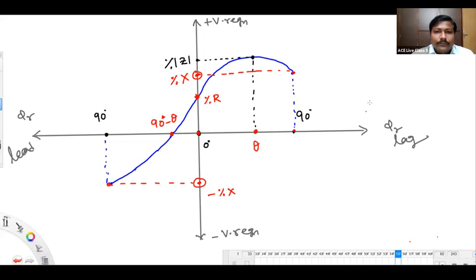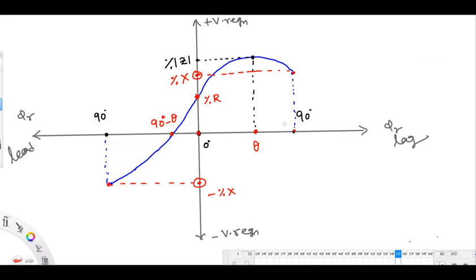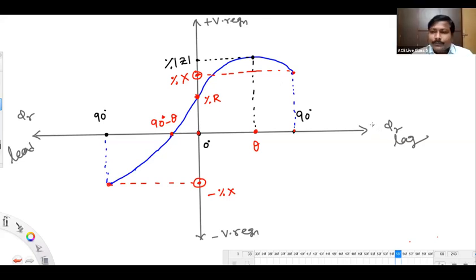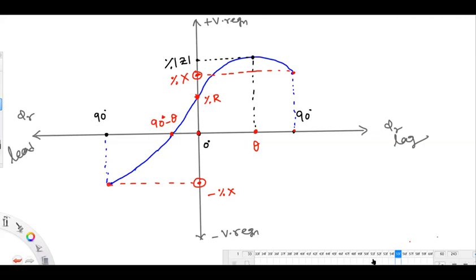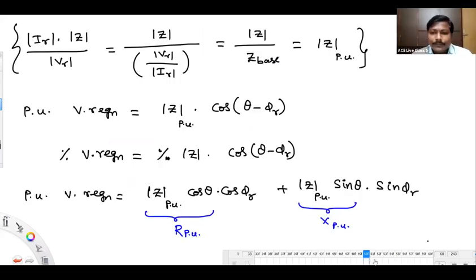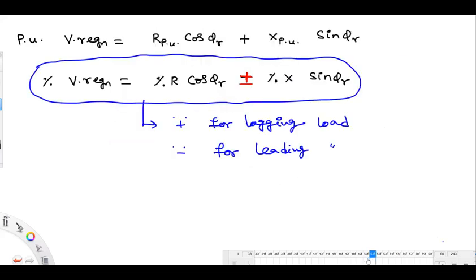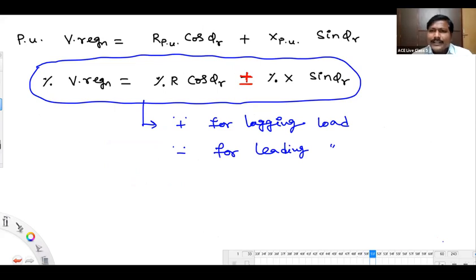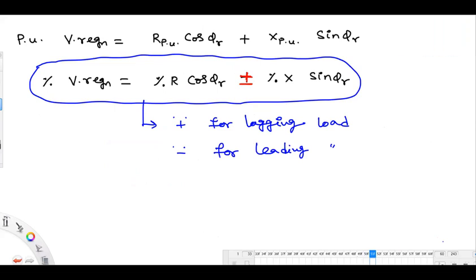Shiva. Sir, I have a doubt in voltage regulation. Tell me. The final equation: percentage R cos phi plus percentage X sin phi. Okay. What's the doubt? The percentage R, can we use it as the percentage resistance drop, sir? Percentage resistance only. Percentage resistance drop you want to use. You can use it. Yes, sir.